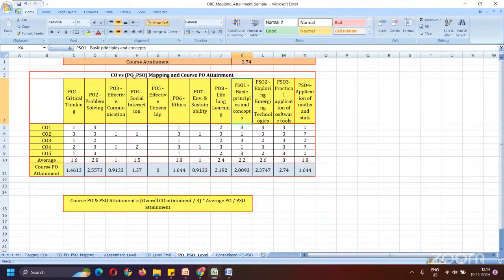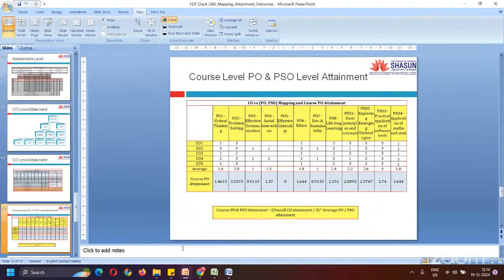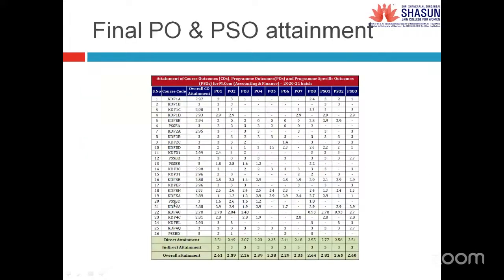You will be having a lot of subjects in your entire course. I'll be calculating only one subject at the PO and PSO level. So we call this the course level PO and PSO attainment. What is the contribution of that course to the PSO? Based on that contribution, I have calculated the attainment level of PSO1. And finally, we'll have the final PSO attainment if I'm taking a complete course.